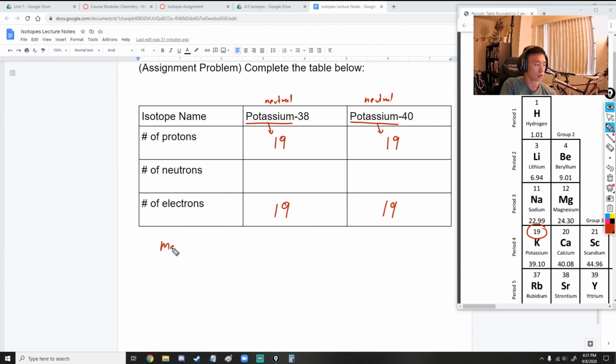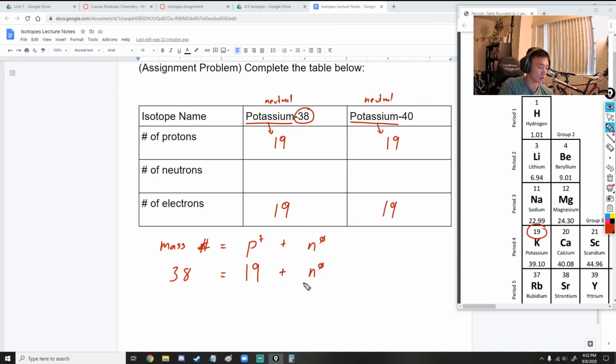We learned earlier today about isotopes. We know that the mass number is equal to the protons plus the neutrons. So we just need to do this problem for potassium-38 and potassium-40. Let's do 38 first. 38 is the mass number, so that means we have 38 equals, there's 19 protons, so we just plug in 19, and then plus the neutrons.